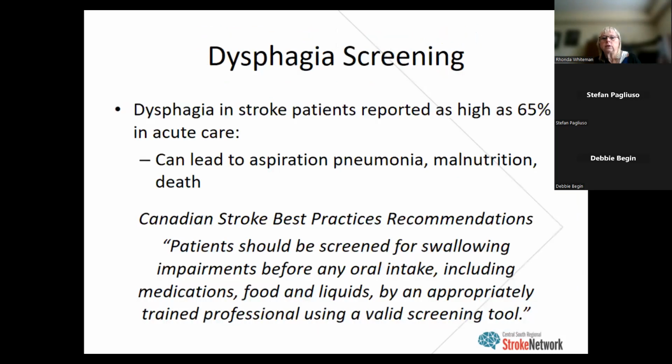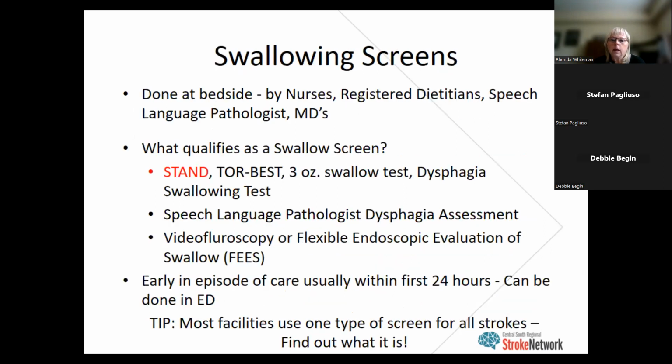So when we look at dysphagia screening, we know that dysphagia in stroke patients is as high as 65%. It can lead to aspiration pneumonia, malnutrition, and death. So it's really important that we're screening patients at risk for dysphagia. The best practices would indicate all patients should be screened for swallowing impairments, including before oral intake, including food, fluids, and medications, by individuals who are trained using a valid tool. It is done at the bedside by nurses.